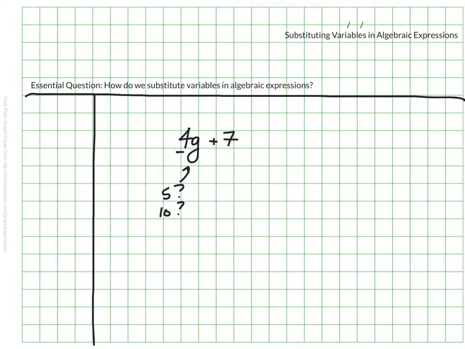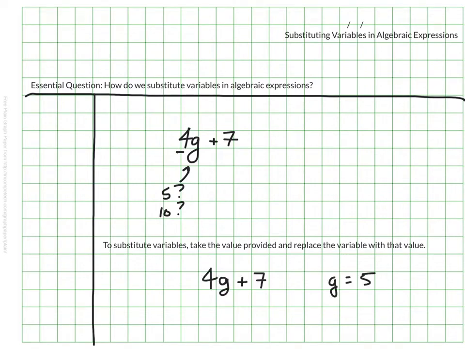When we substitute variables, we need to take the value provided and replace the variable with that value. And then, of course, when you've done that, you would solve normally as we do with PEMDAS, order of operations, snow cones, however you want to call it. So with our example 4g plus 7, perhaps g equals 5. We would need to replace our g with 5.